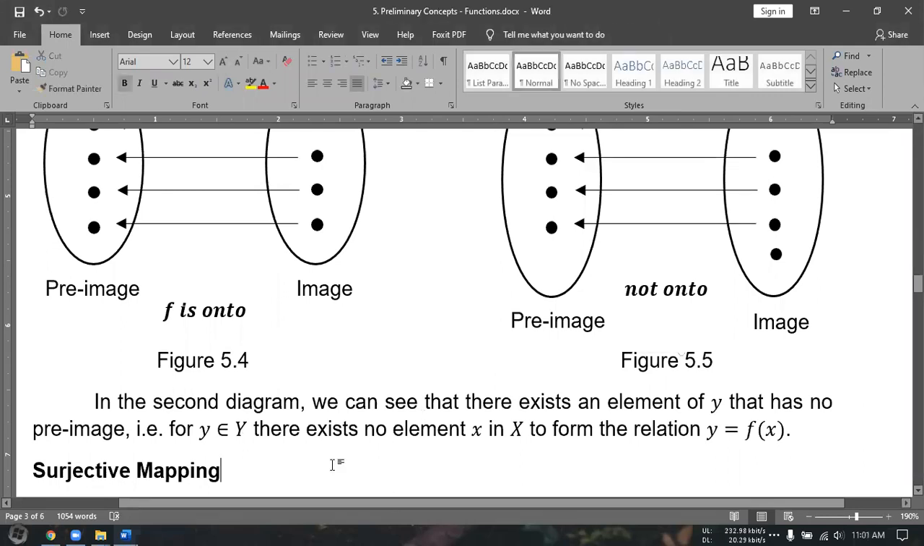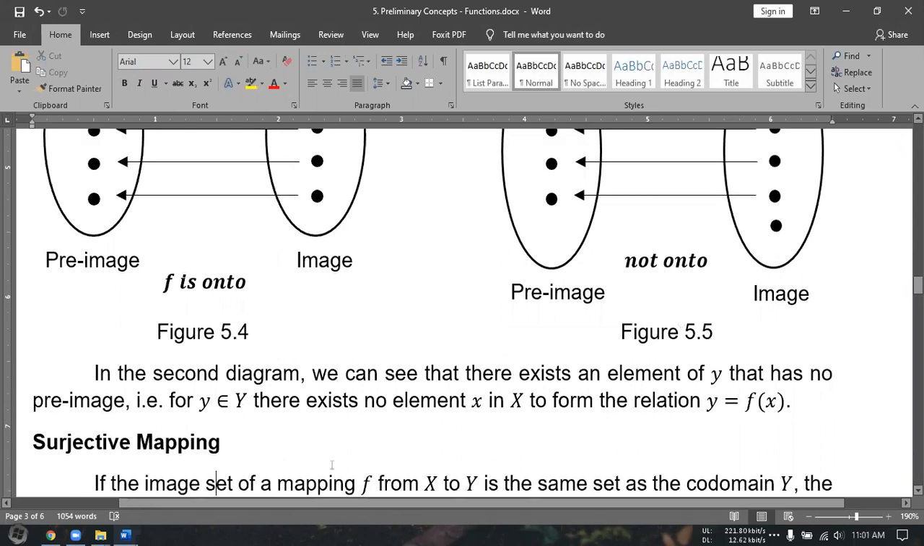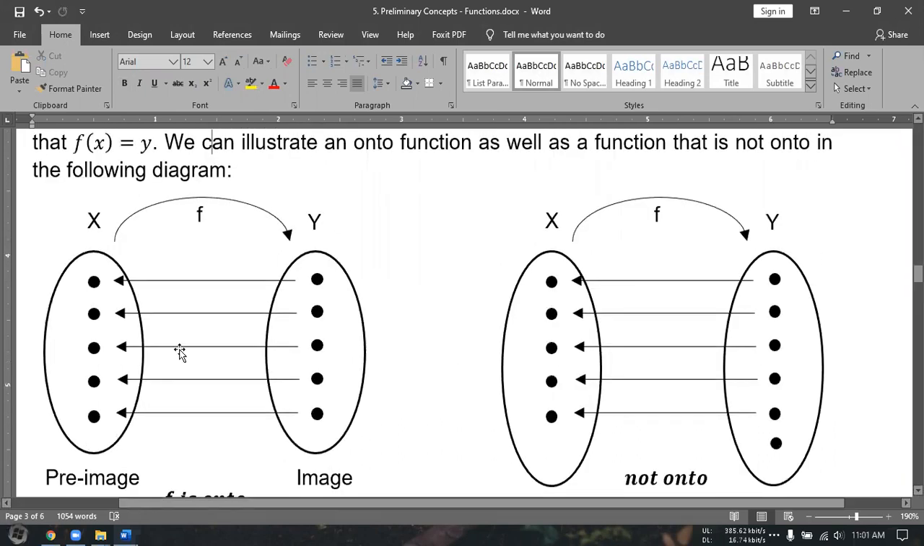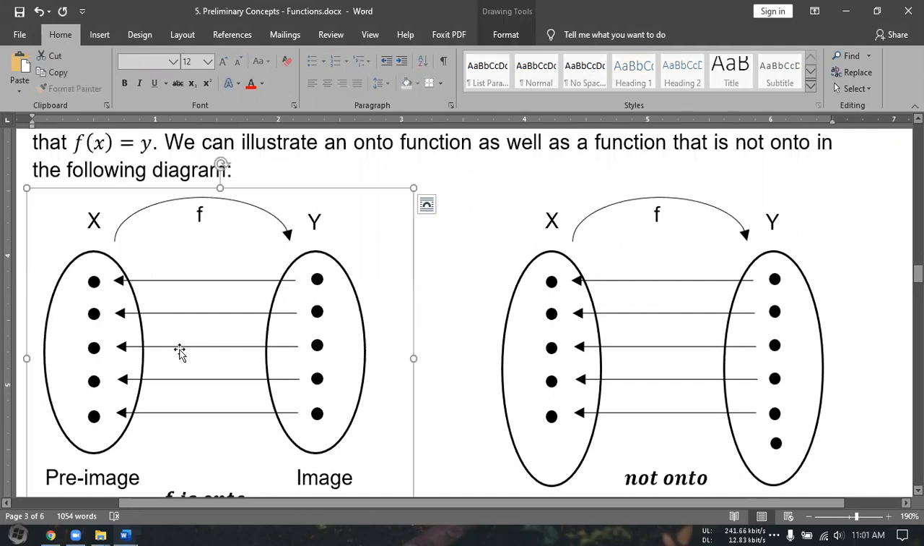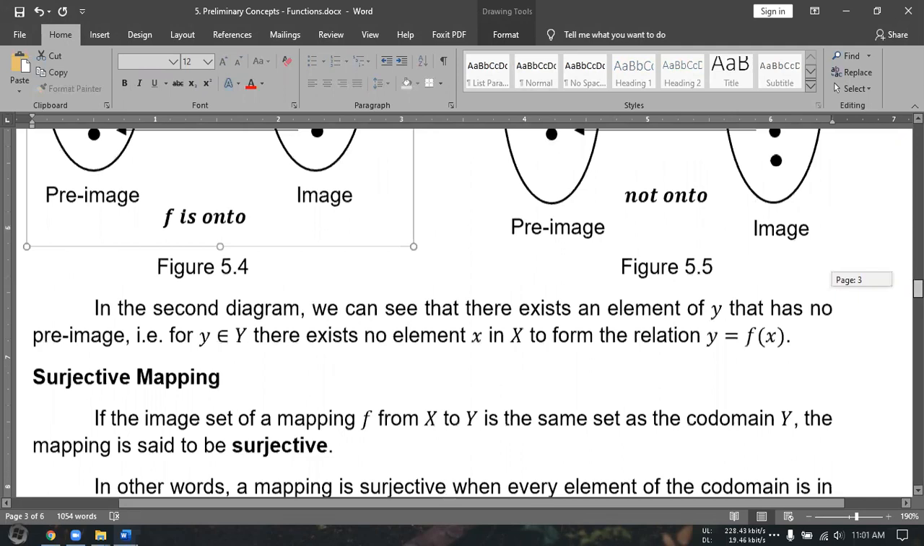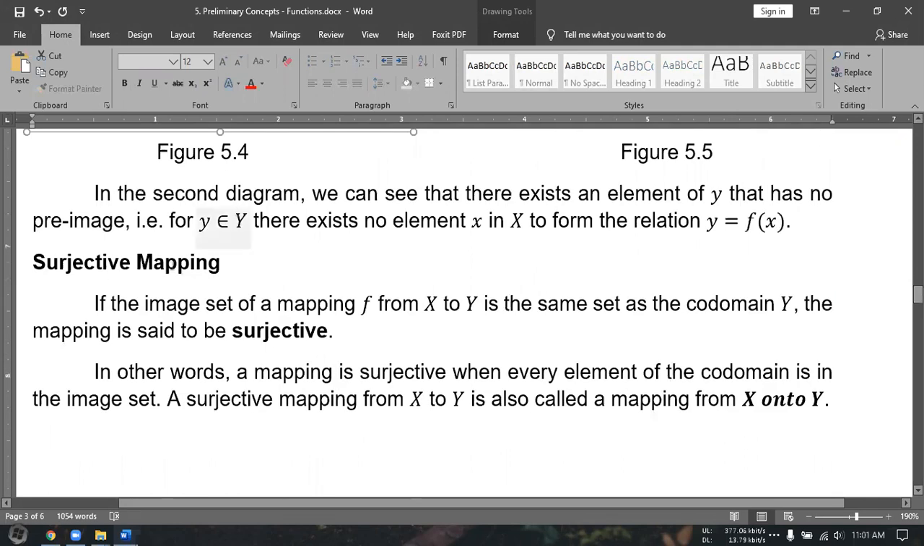Then we have the surjective mapping. If this particular map satisfies the definition of an onto function, it can also be termed technically as a surjective mapping. The mapping is said to be surjective if the image set of mapping f from x to y is the same as the codomain y.